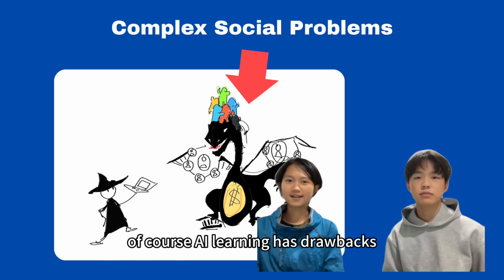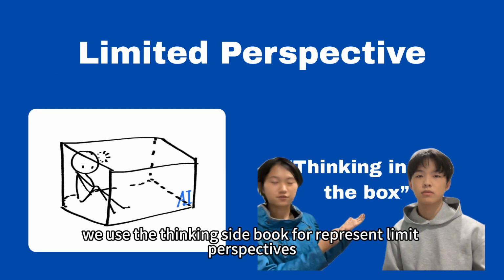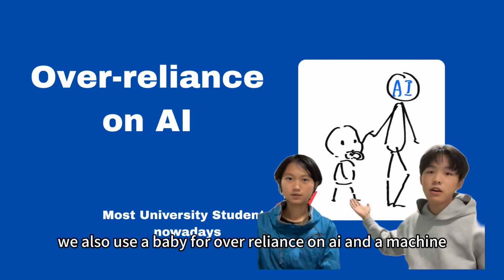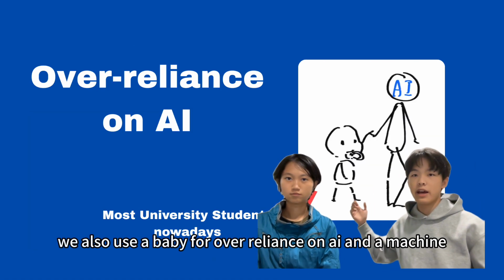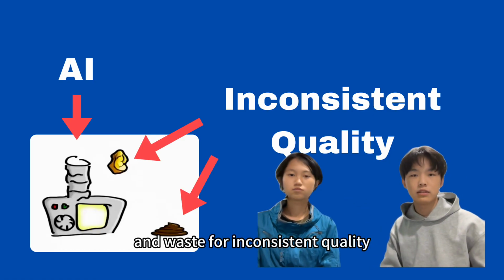Of course, AI learning has drawbacks. We use thinking inside the box to represent limited perspectives. We also use a baby for over-reliance on AI, and a machine producing gold and waste for inconsistent quality.